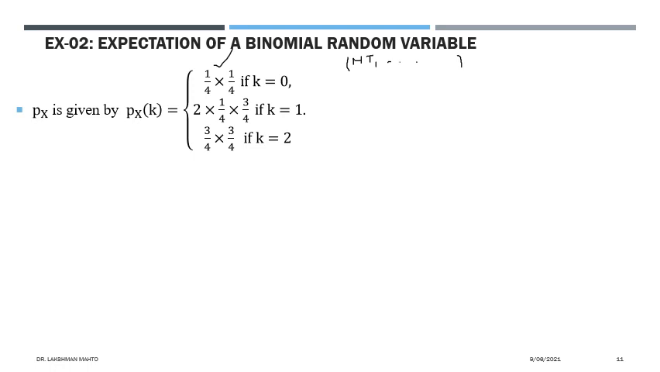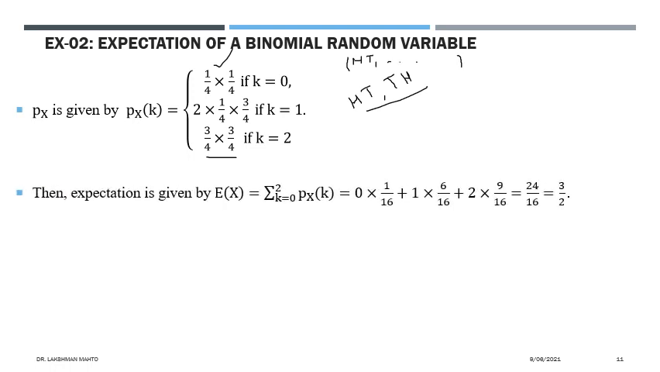For k equal to 1, that means one head, there are two possibilities of getting such a value. One is head-tail, another is tail-head. These two are mutually exclusive, so you have to sum them up, and that is 2 times 1 by 4 into 3 by 4. This is the value of the probability mass function for k equal to 1, and this is the value for k equal to 2. So in total, this is the probability mass function of the corresponding binomial random variable.